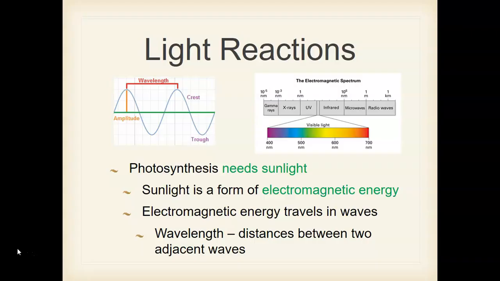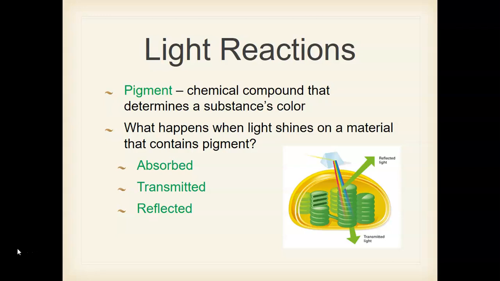So what do we end up using? Well, when we look at your chloroplasts, they contain pigments. And by definition, a pigment in general is any chemical compound that ultimately determines a substance's color. So when we take a look at white light, white light coming from the sun or from a light bulb, all of that white light contains every color of the rainbow.